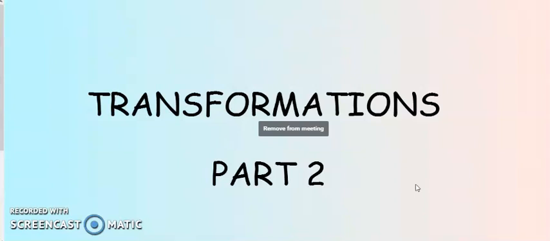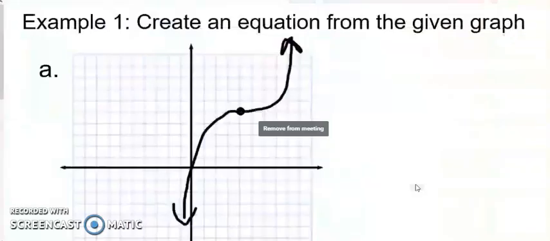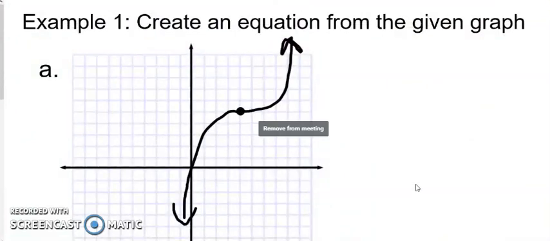So for example here, let's go to part 2 of transformations. And let's come to example 1. There's example 1a and example 1b. For example 1a, they gave you a graph already of the function. But we need to create the equation, or you can say function, from the given graph. I'm going to write the word function right here.